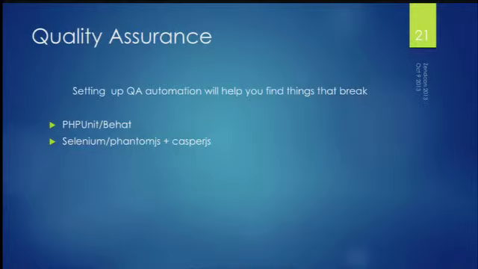Your QA people can use things like Selenium and Phantom to reduce the number of clicks. So they can just write their tests, save them off somewhere, and run them over and over and over and over.